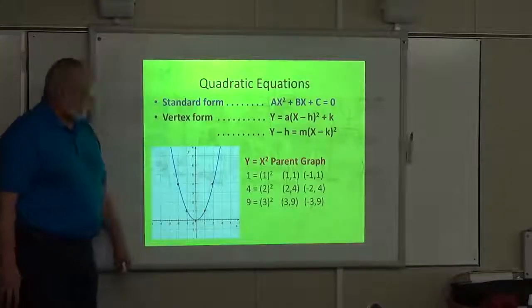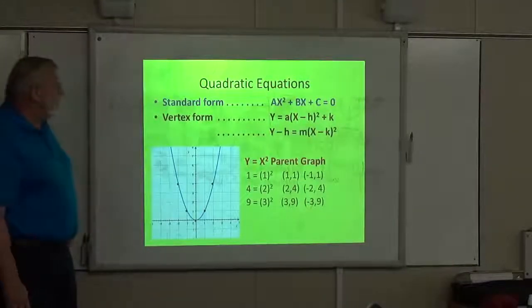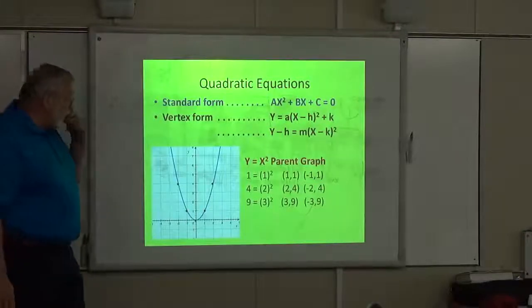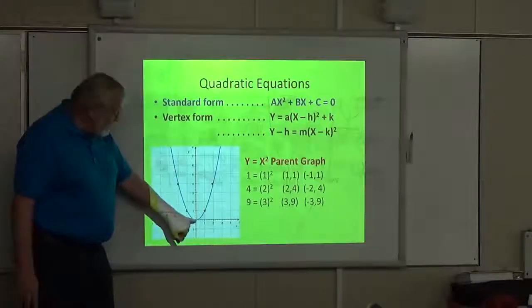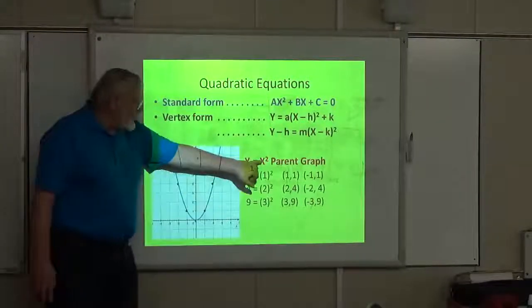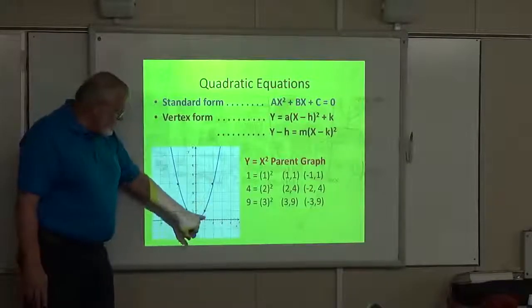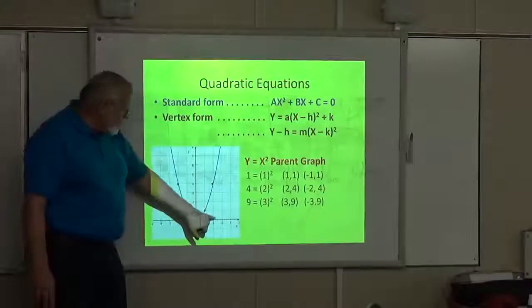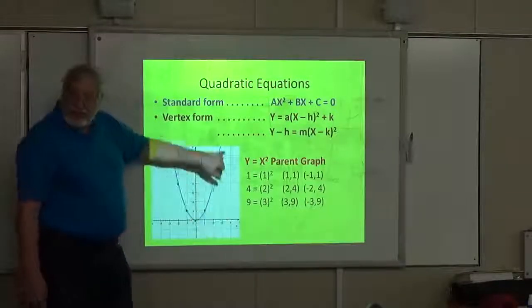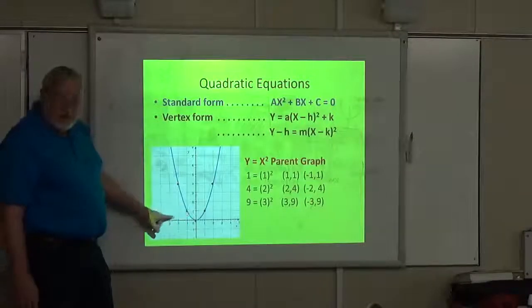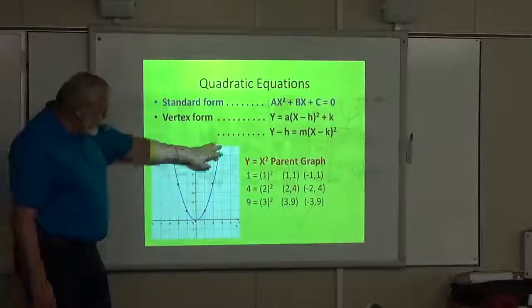Now quadratics. Now we're moving up into the latter couple of chapters. Standard form, vertex form. I've already been over that. Now, the parent graph. When x is 0, y is 0. When x is 1, y is 1 squared, so it's over 1 up 1. When x is 2, y will be 4, over 2 up 4, and then over 3 up 9. The same thing with negatives: -1 times -1 is positive, -2 times -2 is positive 4. So this is the parent graph.